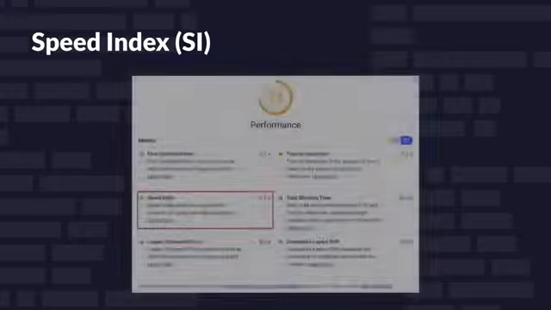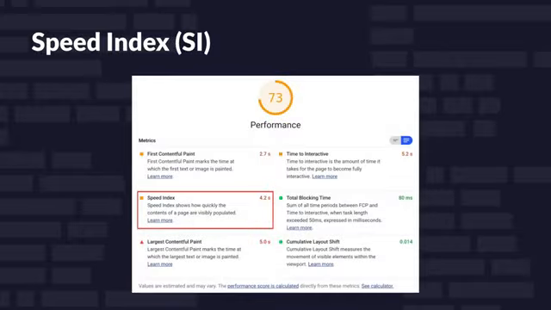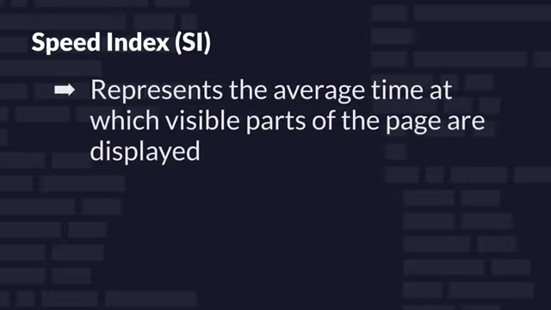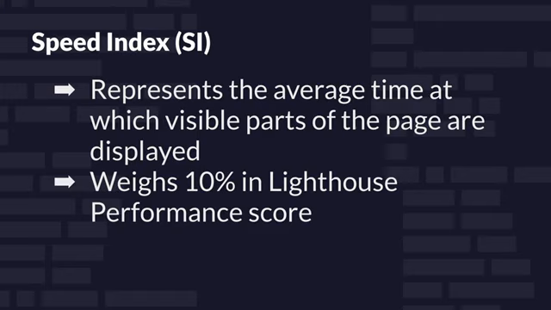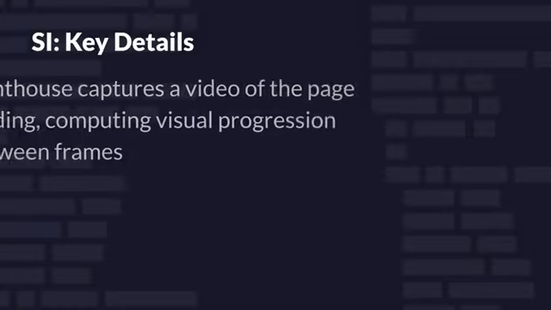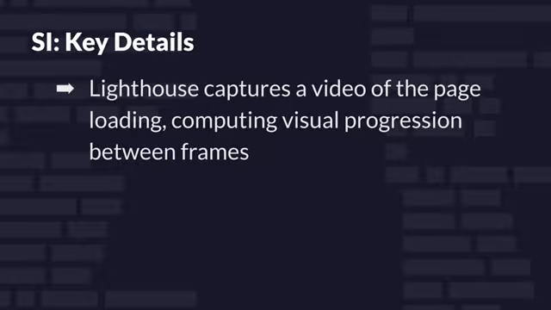Another thing to think about is the speed index, the SI. This represents the average time at which visible parts of the page are displayed. It's 10% of the Lighthouse performance score weighting. What does it measure? The speed index measures how quickly content is visually displayed during page load. Lighthouse first captures a video of the page loading in the browser and computes the visual progression between frames.